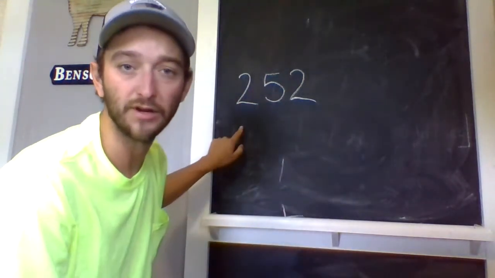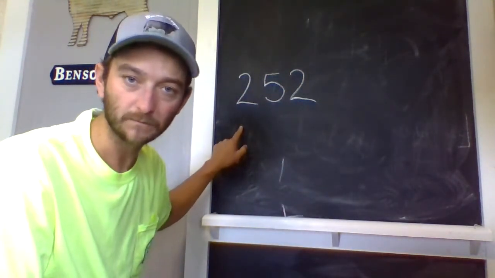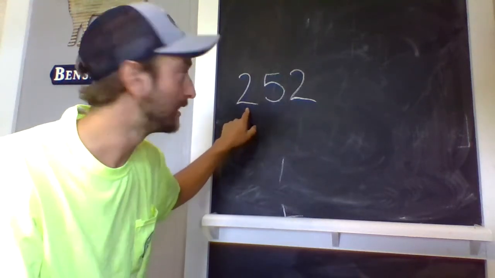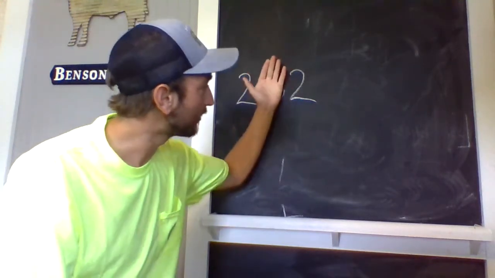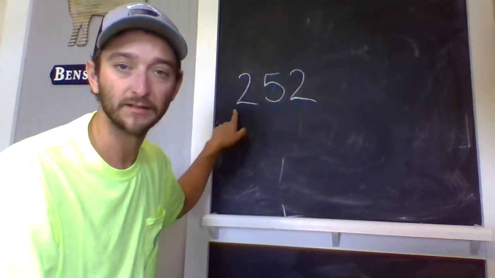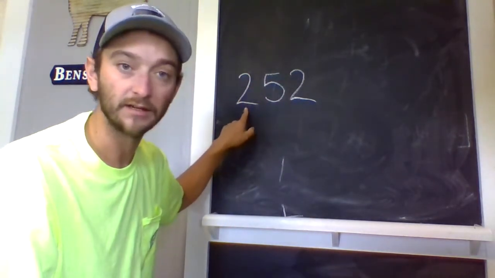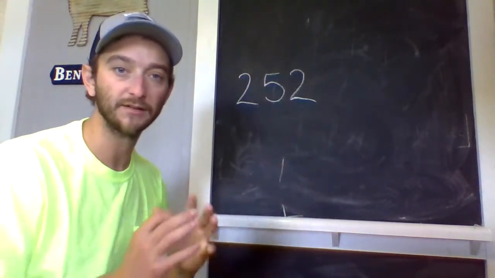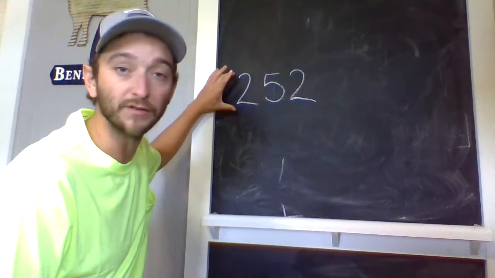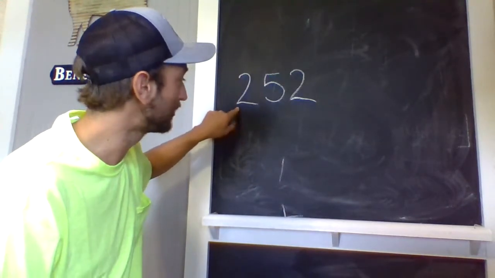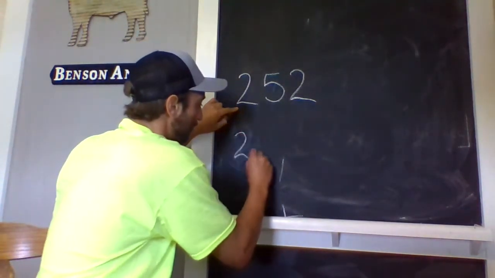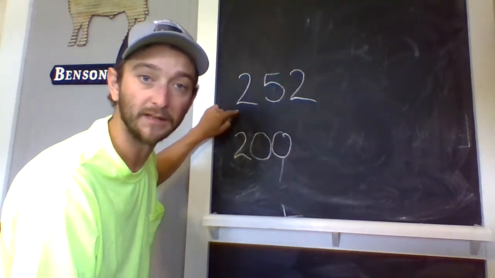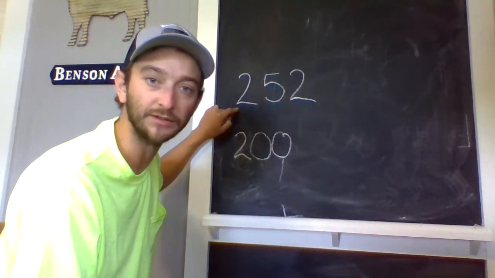So we have 252. This number here isn't just 2, right? We talked about money last week. If I asked you if you'd rather have that or this, you'd have to choose this, right? Because this is 200. So what expanded form is, we're separating all those numbers. So we start with the first. So this 2 here is actually 200, right?